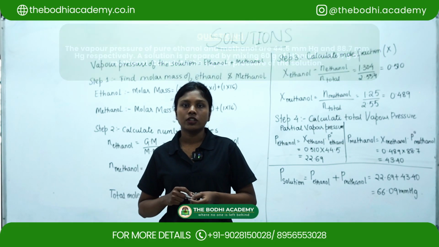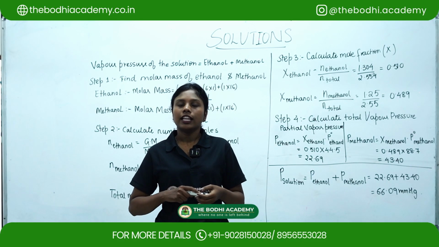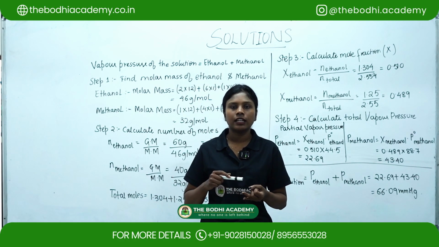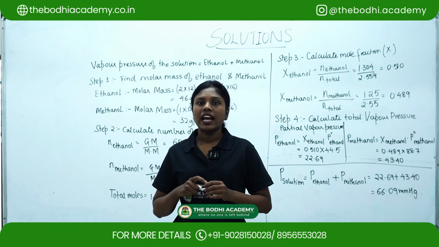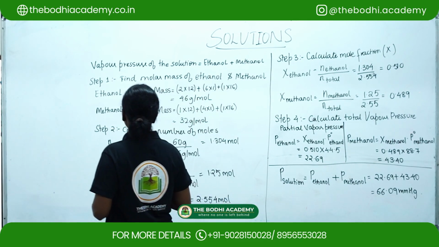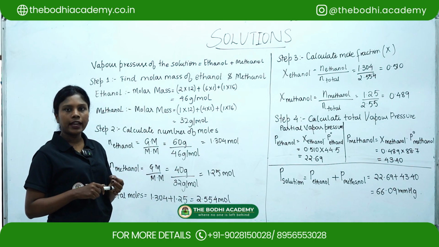So in this question, we have to find the vapor pressure of the entire solution. Now the solution consists of two things. One is your ethanol that is present and the other one is your methanol. So to start with, let's look at the first step. First step is to find the molar mass of ethanol and methanol.